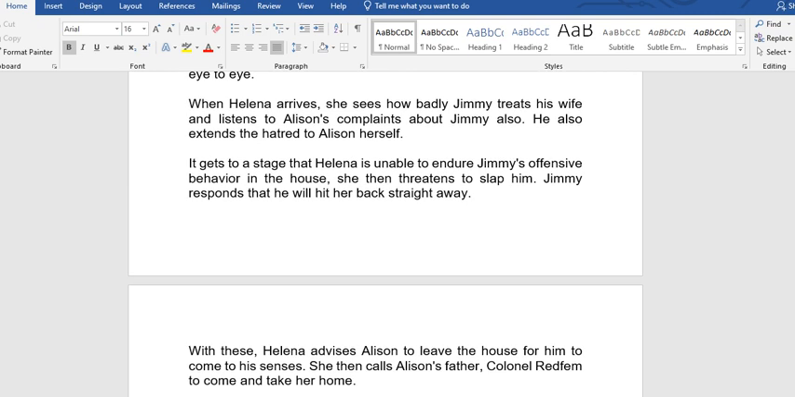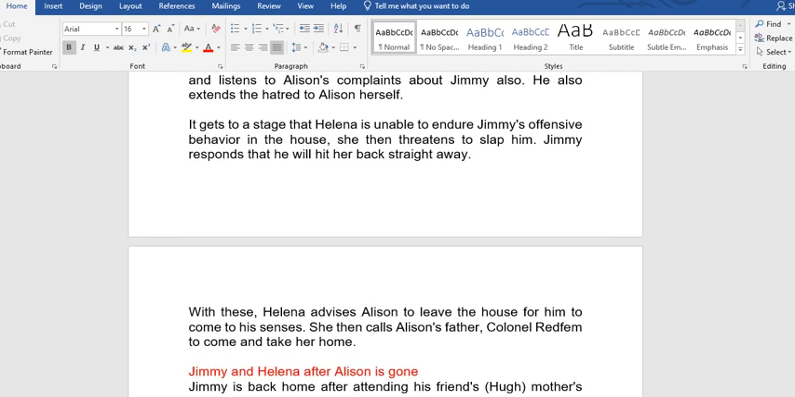When Elena arrives, she sees how badly Jimmy treats his wife and listens to Alison's complaints about Jimmy also. He also extends the hatred to Alison herself. It gets to a stage that Elena is unable to endure Jimmy's offensive behavior in the house. She then threatens to slap him. Jimmy responds that he will hit her back straight away.